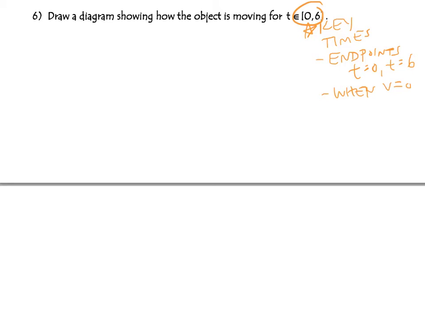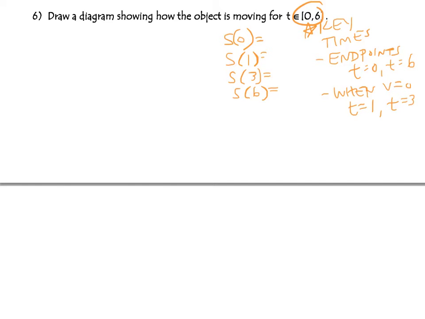So when the velocity is 0, we figured that out earlier in problem number 3. Our velocity was 0 when t was 1 and when t was 3. So we have 4 different points that we're concerned with in order to draw this little diagram. So we'll go in order, starting with s of 0. I want to figure that out. We're going to figure out s of 1, s of 3, and s of 6.